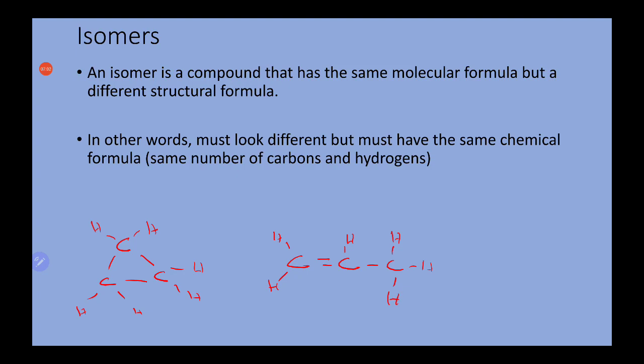In fact, one is a completely different homologous series from the other. So what that tells me is that cycloalkanes are isomers of alkenes.